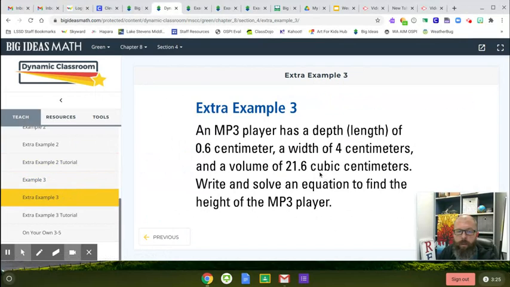Take a look at another one. It says an MP3 player has a depth of 0.6 centimeters, a width of 4, and a volume of 21.6. So sometimes it helps me to draw a picture. It tells us the volume and we're missing something.